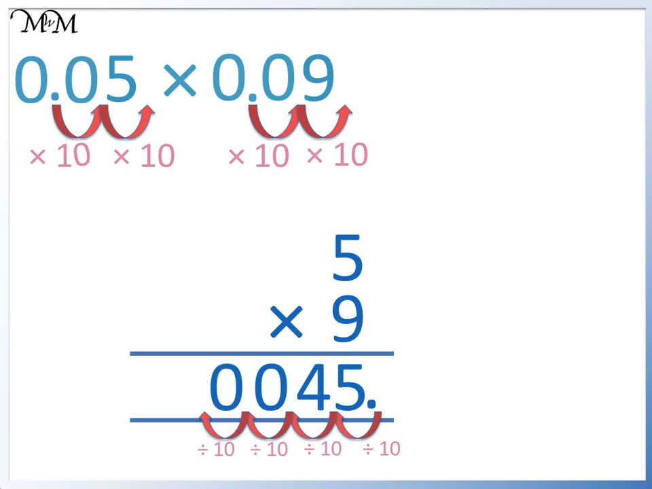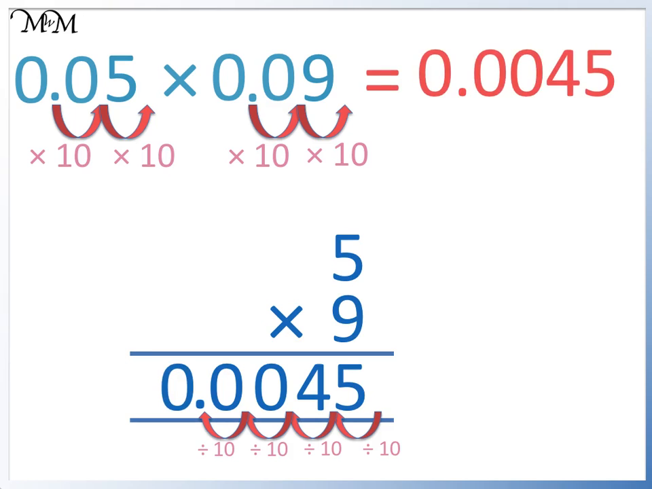We have 1, 2, 3, 4 jumps right, and 1, 2, 3, 4 jumps left. We move the decimal point 4 places and write a 0 in front. 0.05 times 0.09 equals 0.0045.